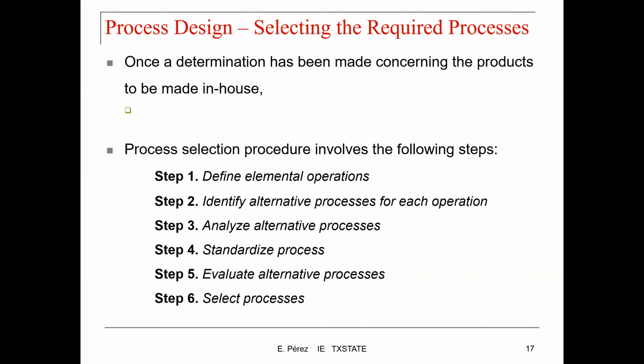Once a determination has been made concerning the products to be made in-house, decisions are needed as to how the products will be made. So the process selection procedure involves the following steps. Step 1, we have to define the elemental operations. Step 2 is to identify alternative processes for each operation.